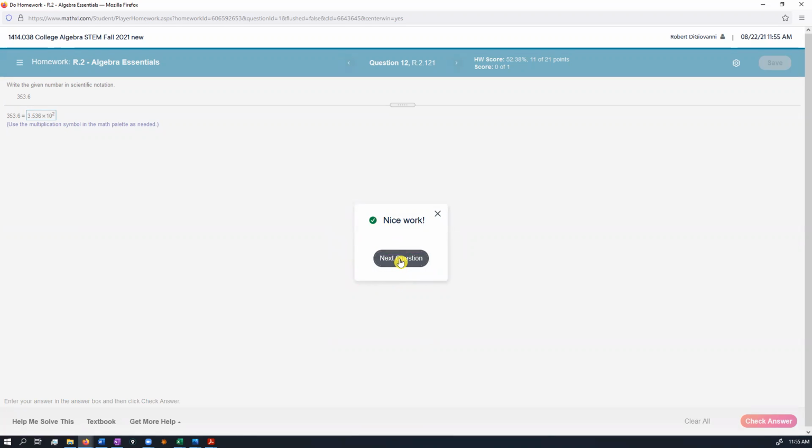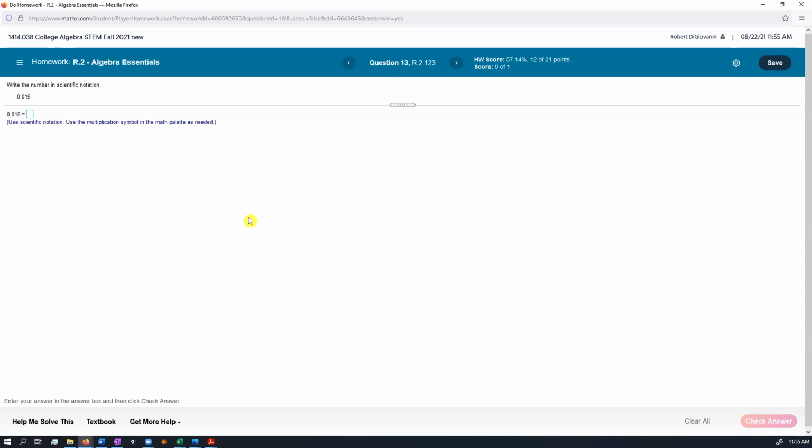All right, next question. Okay, write this one in scientific notation. So we have 0.015. So I'm going to move the decimal 2 places to the right, put it right there so that I get 1.5. And then I have to write times 10. And now I move 2 places to the right. So this time I'm going to go 2 here, but make it negative because I moved to the right.